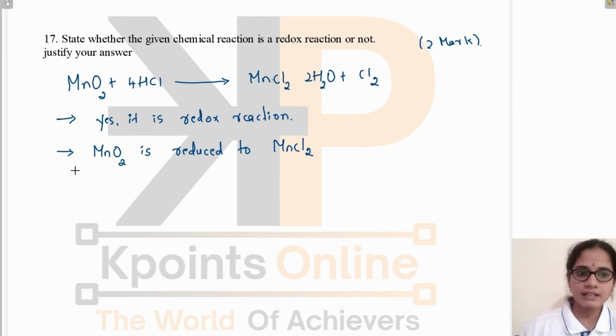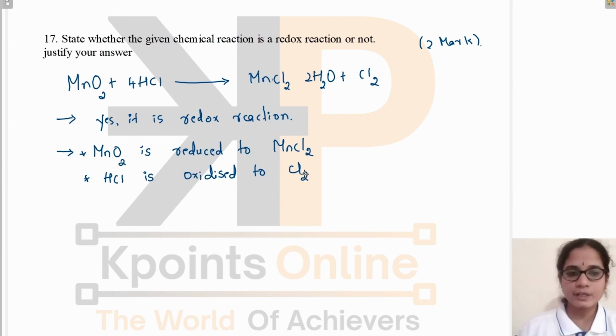And what has happened here? Again, HCl is oxidized to chlorine, Cl2. HCl is oxidized, so it is a redox reaction. One mark is for writing whether it is a redox reaction or not, and one mark is for justifying your answer.